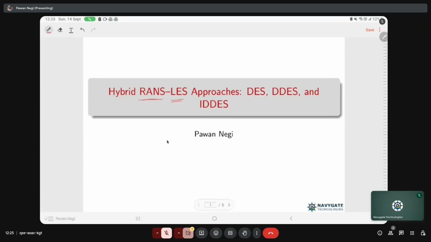The approaches within this particular method, which is hybrid RANS and LES, are DES, which is called Detached Eddy Simulations, DDES, which is called Delayed Detached Eddy Simulations, and IDDES, which is called Improved Delayed Detached Eddy Simulations. We'll see what happens in all these simulations and why there are three approaches.